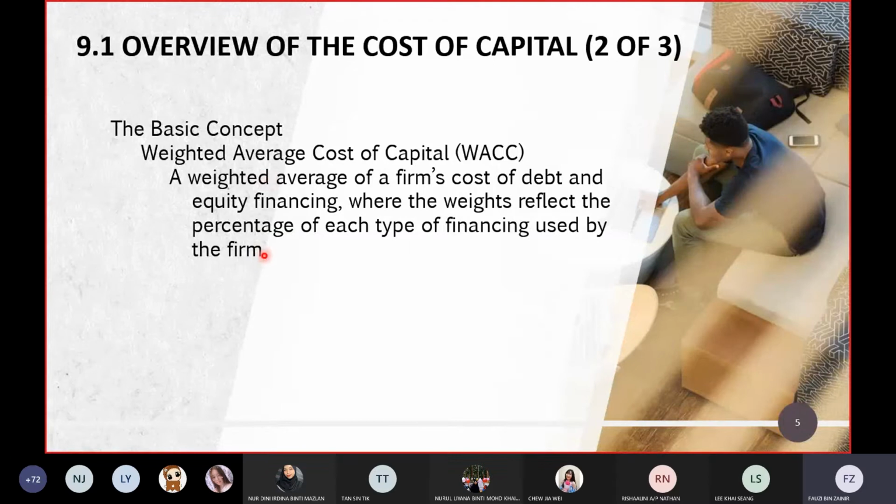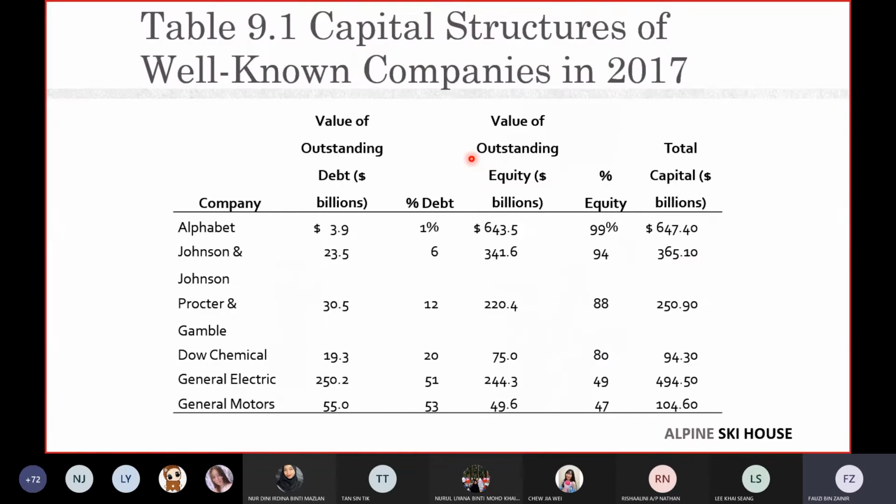And then the final one, in the later slide, we are going to figure out our weighted average cost of capital, the WACC. A weighted average cost of a firm's cost of debt and equity financing, where the weights reflect the percentage of each type of financing used by the firm. So at the end of the day, you need to figure out your average cost of capital, measured as the weighted average cost of capital. Okay, so that's the gist of what we're going to go through.